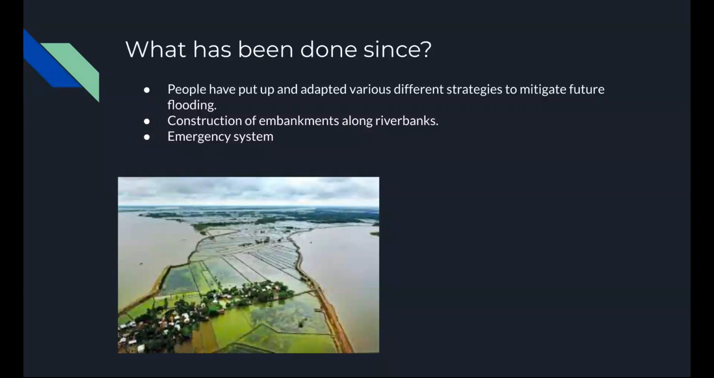What has been done since? In response to the flooding, the people have put up and adapted various different strategies to mitigate future monsoons. One notable precaution put in place to mitigate future floods was the construction of embankments along riverbanks. Local communities ended up working with government agencies to build these embankments, which definitely helped to lessen the impacts of floods after this one in 1974.